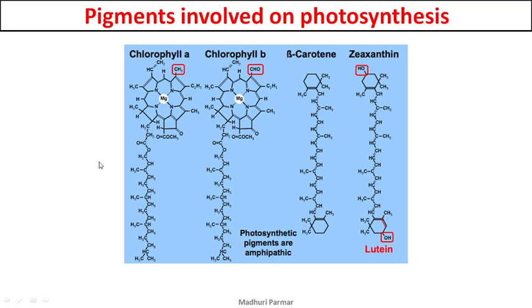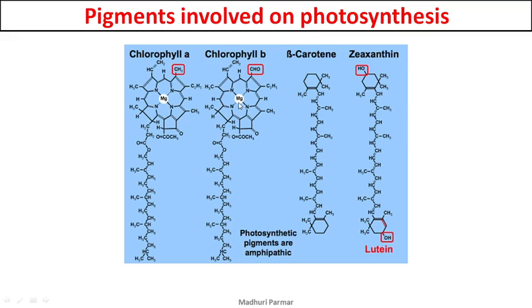Now let us talk about the structure of these pigments. This is the chlorophyll A. As you can see, the porphyrin ring, the magnesium atom in between. Then you have this 20 carbon long chain. This chain is present here. And the important part is this methyl group here. And this is the structure of chlorophyll A.